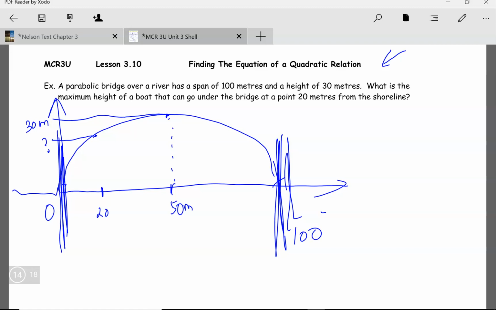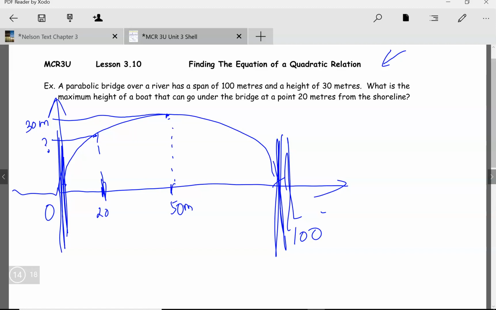So the idea here is that we want to find an equation for this parabola which describes the bridge. Let's say y is the height and x is the distance, and we're gonna plug in the point x equals 20. We're gonna find the y value for that point, and we have our answer. So first step, find an equation for the parabola.